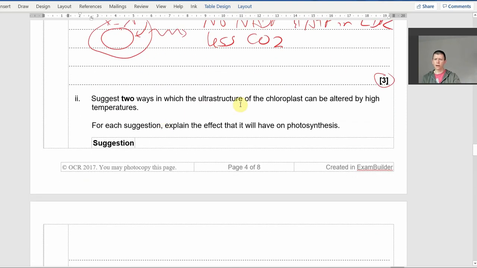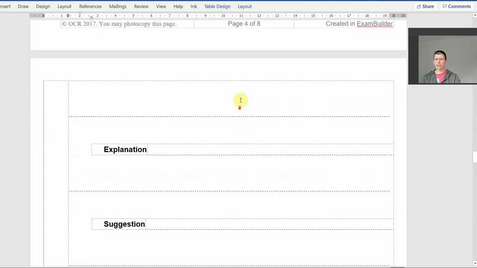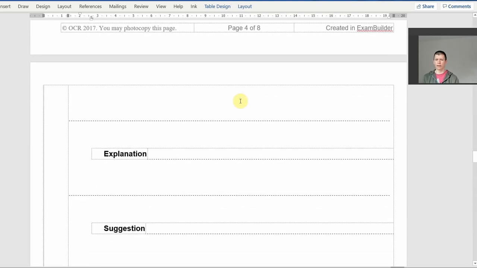You have two ways in which the ultrastructure of a chloroplast can be altered by high temperatures. So ultrastructure, we come across that in cells, and the chloroplast is like a cell, even though it lives inside a plant cell. Again, for each one we've got a suggestion and an explanation. There are only so many things in terms of ultrastructure that you know of inside a chloroplast, and obviously it's made up of membranes. So membranes are going to be affected. That's going to be our theme. Is there anything else that might be affected within this ultrastructure?